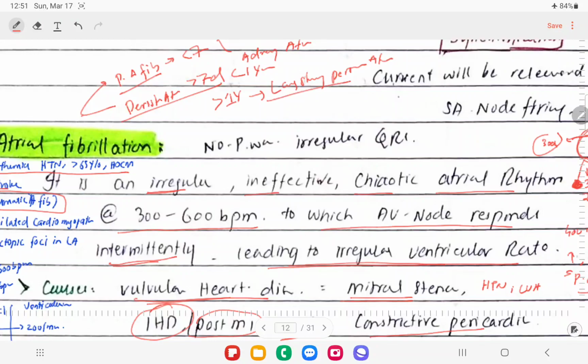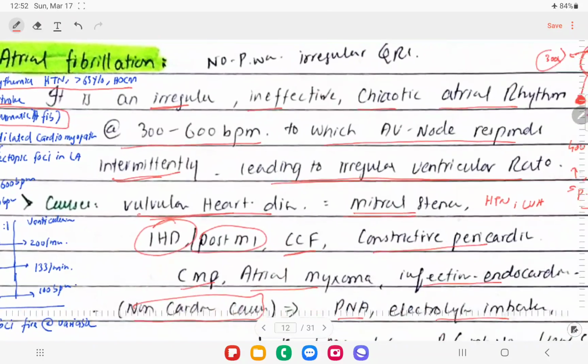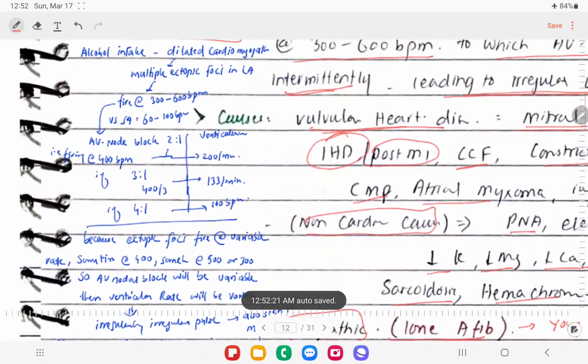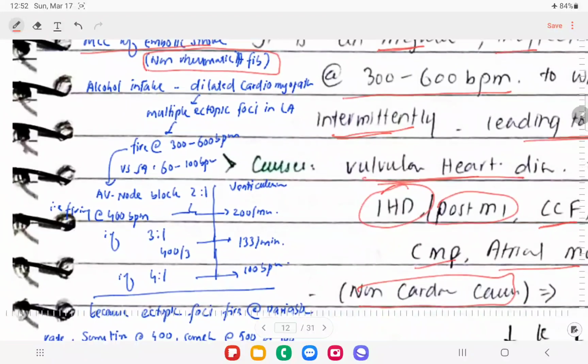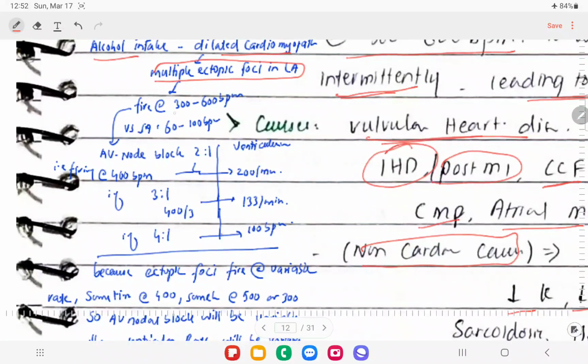So these are the types of atrial fibrillation. Now let's come back to our discussion. I was talking about this thing. Alcohol intake can cause dilated cardiomyopathy, right? So we will have multiple foci in the left atria, which fire at different rates, at 300 to 600 beats per minute. If we talk about the SA node, which fires at 60 to 100 beats per minute, the SA node will be depressed in these patients.